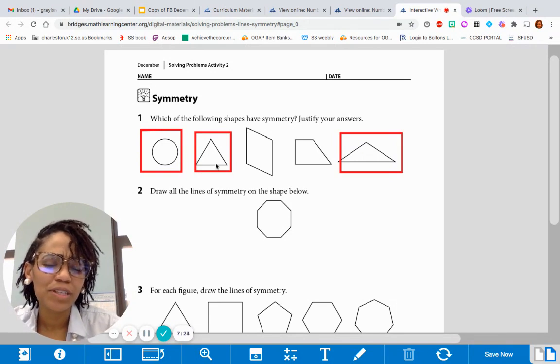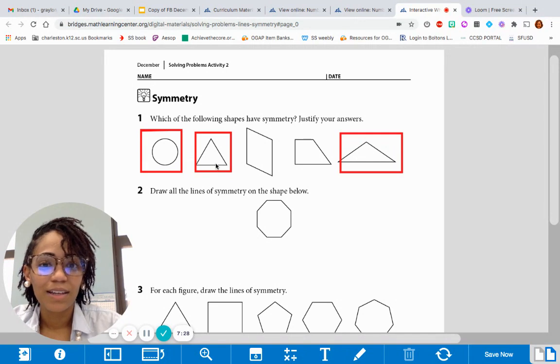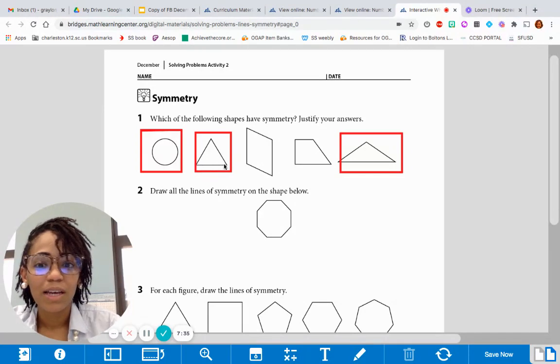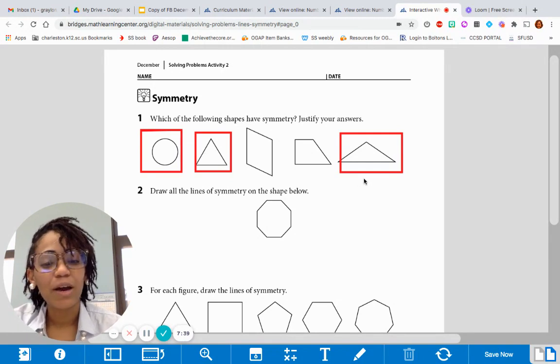How many lines of symmetry do you think this triangle has? Did you get 3? Here's 1. Here's 2. And here's 3. Yeah, 3 lines of symmetry. Now, what's really interesting is how many lines of symmetry does this triangle have? Does it also have 3 lines of symmetry?